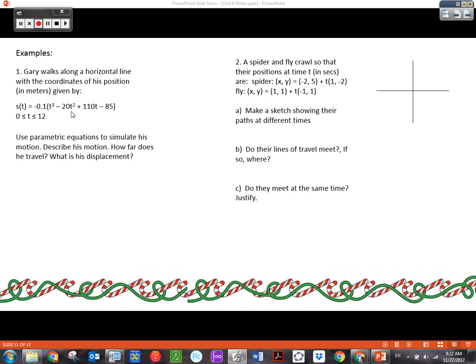So it says S of t, that's his position, but in parametrics, that's going to be our x equal equation, right? Because he's going horizontal, he's walking horizontally. The y equal equation is really whatever we want it to be, because it's just going to be a matter of positioning it on the screen for us, right? So it's going to be back and forth movement.